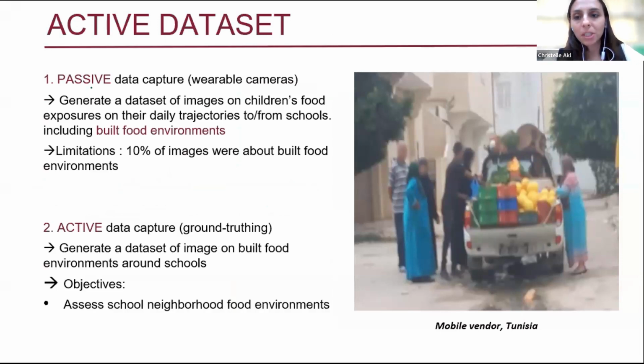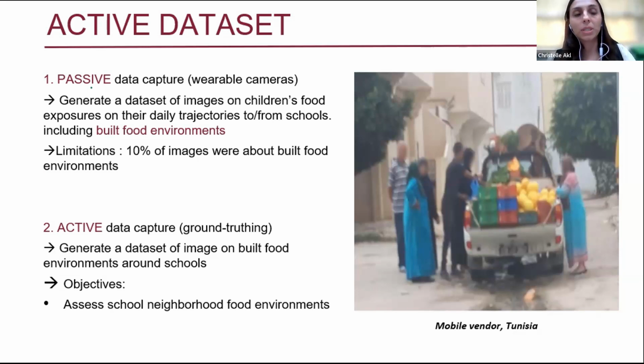Okay, so as mentioned at the beginning of this presentation, we use 2 different types of data captures to document children's food exposures on their daily trajectories. The first one involved passive data capture using wearable cameras. It allowed us to generate a data set of images on children's food exposures, including the built food environment. And the images basically captured food exposure on children's daily trajectory to and from schools. However, the reality was that less than 10% of these images were about the built food environment.